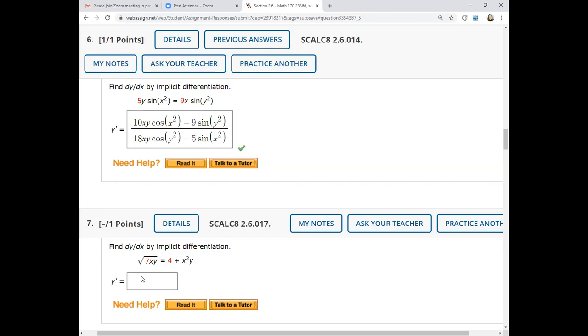Equals the derivative of 4 with respect to any variable is 0, so that's not going to change anything. And then the derivative of x squared y with respect to x. So again, product rule with the chain rule. The derivative of the first function is 2x times the second, just like it is, y, plus the first, x squared, times the derivative of the second, dy dx.